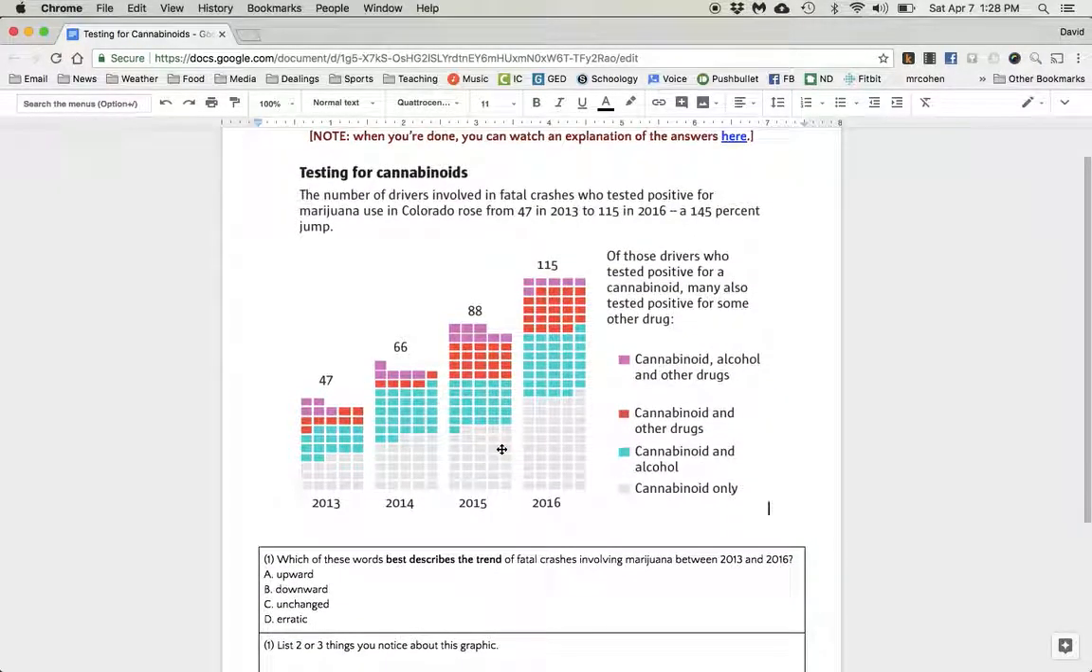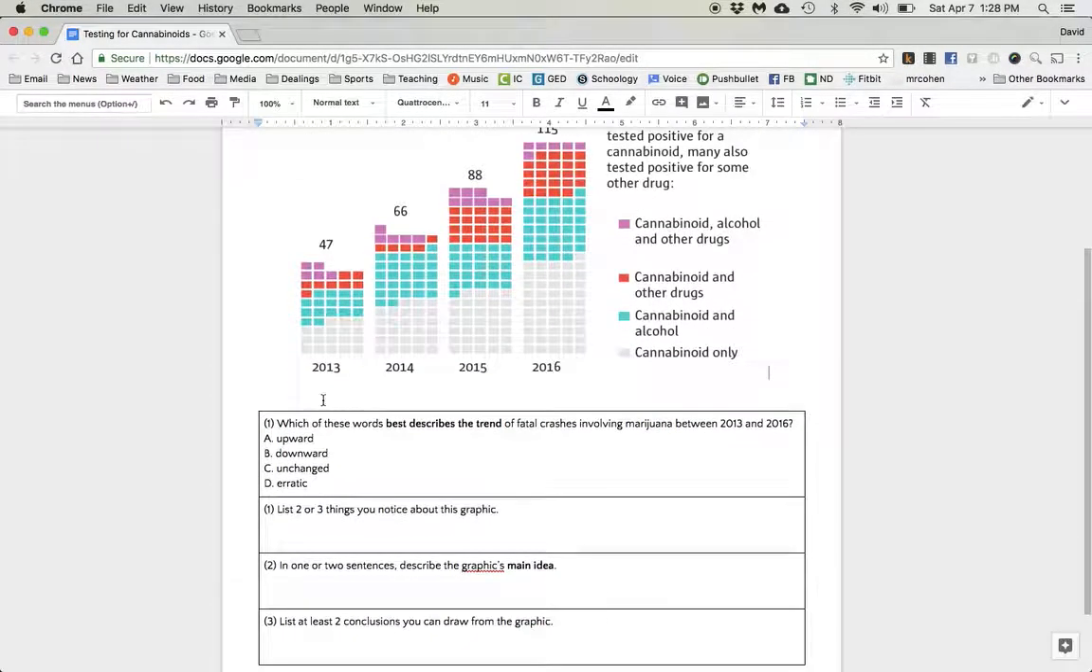This doesn't talk about other kinds of marijuana injuries. This is only when people die in a car crash and they test them after they are dead.